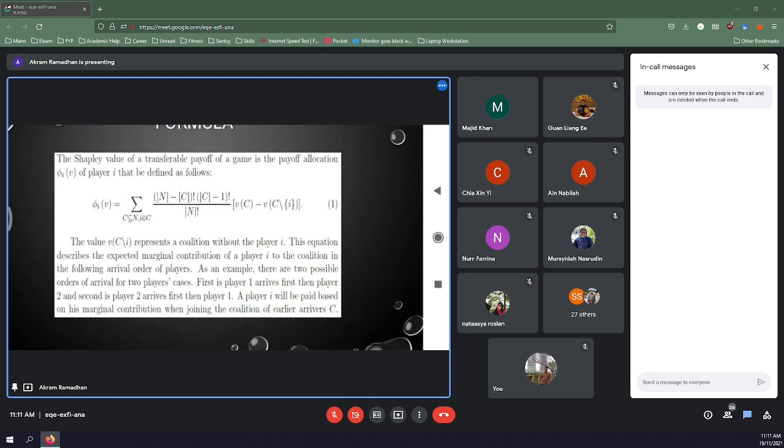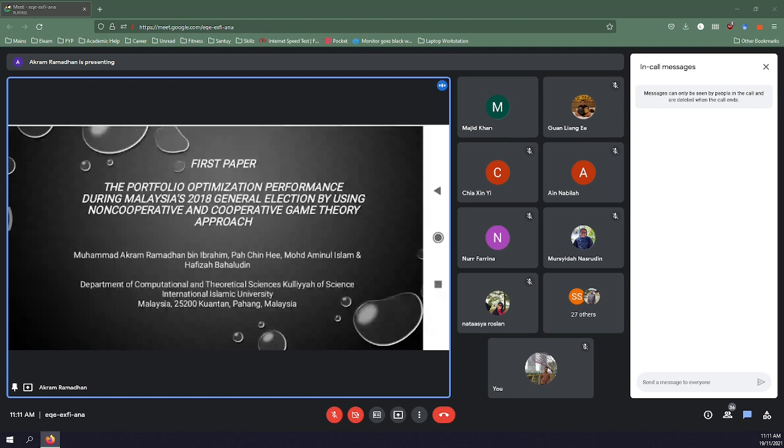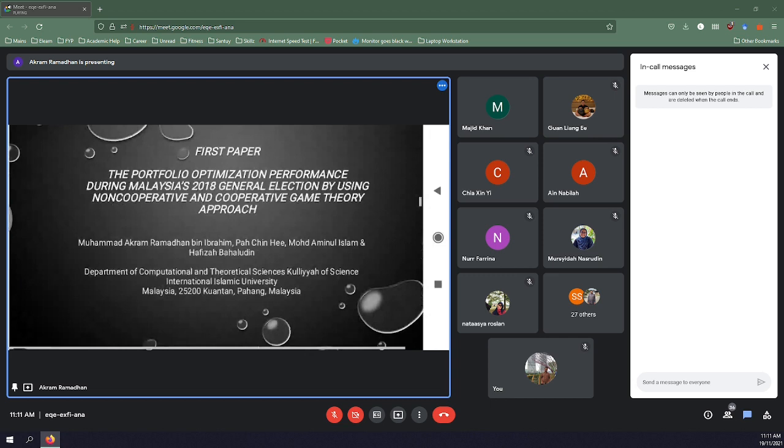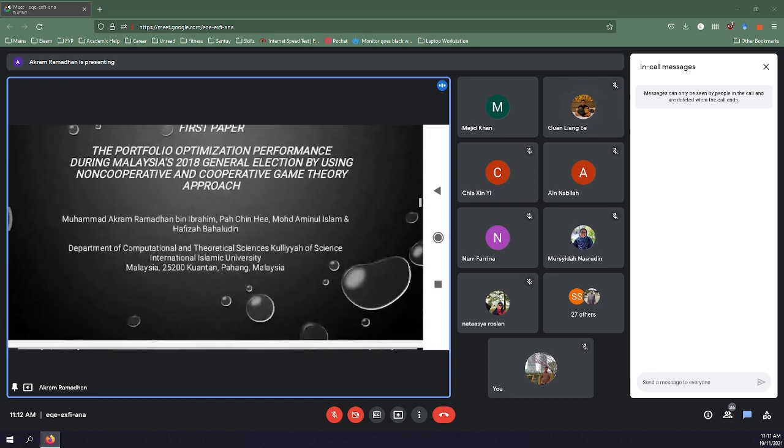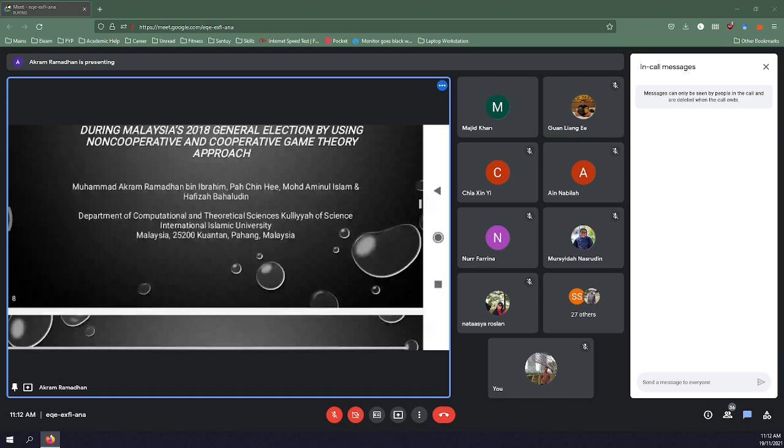Okay, then yes, this is from my master study. The title is Portfolio Optimization Performance during Malaysia's 2018 General Election by Using Non-Cooperative and Cooperative Game Theory Approach. Since this is a Shapley value talk, I will just focus on Shapley value only. I wrote this paper with lecturers from UIA, University Islam Antarabangsa.